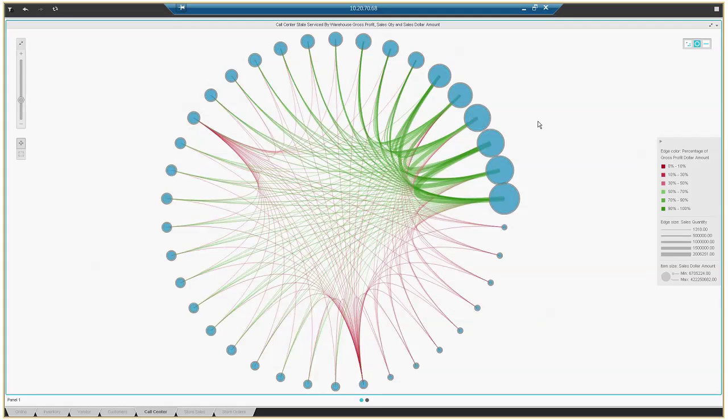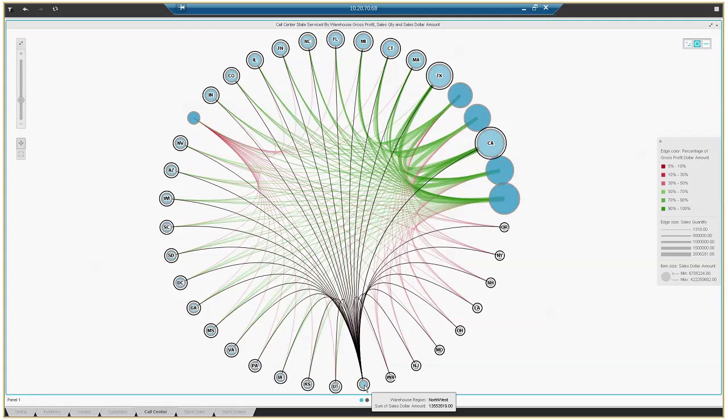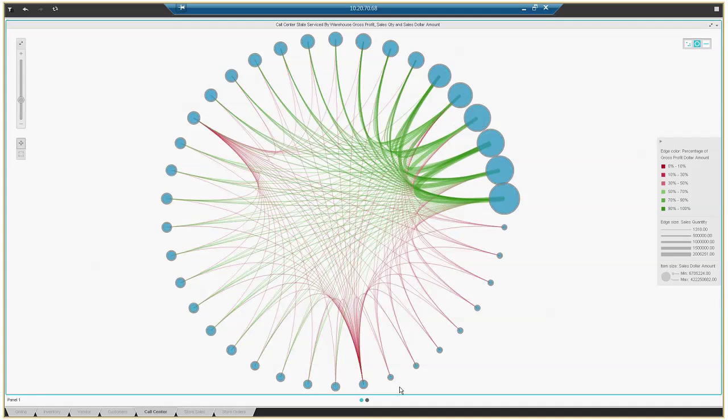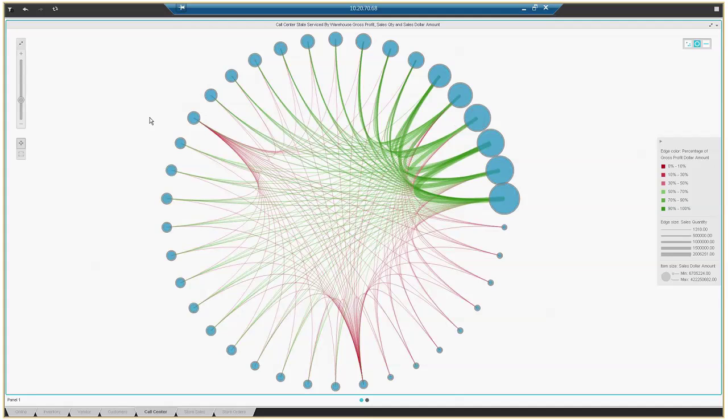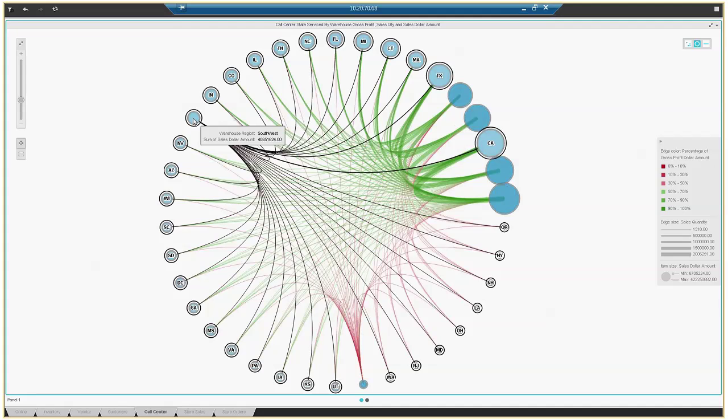What's interesting is, if you notice, there are a couple areas here. If I hover my mouse over this one, for instance, the Northwest warehouse region is not very profitable, and since it's small, does not do much in sales dollar amount either. So we can see who this warehouse ships to, and it looks like they ship to just about everyone. So maybe that's part of the problem. We need to figure out a better way of breaking up our product lines so that they're serviced by other warehouses. Same with the Southwest.